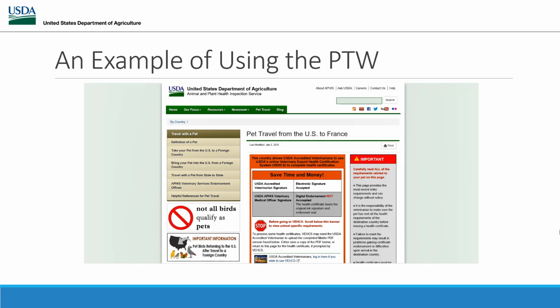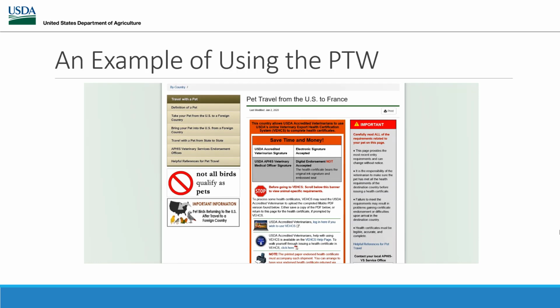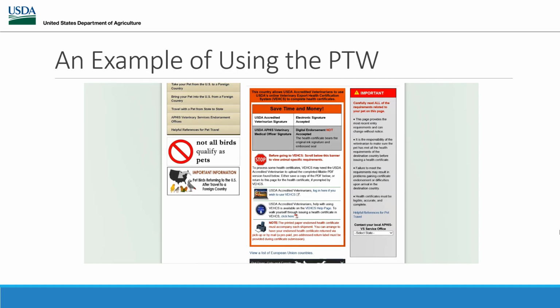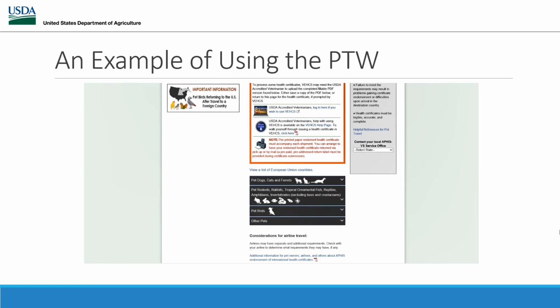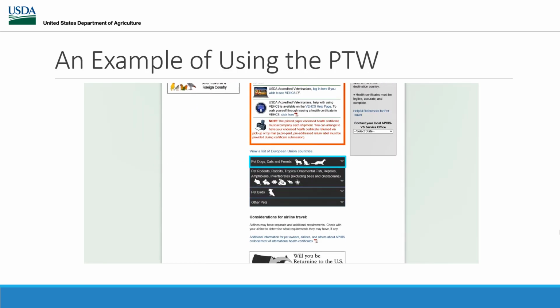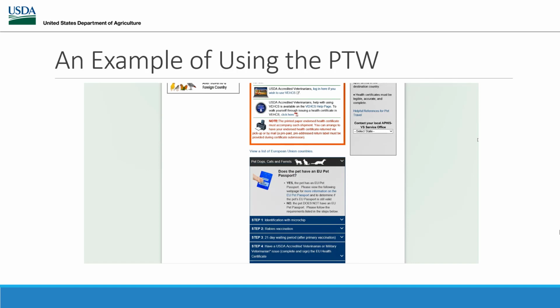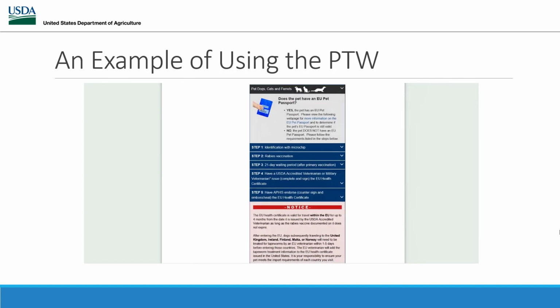We'll come back to the orange banner seen here when we discuss VEHCS again. Since your client is taking her dog, you'll select the black bar for pet dogs, cats, and ferrets to expand the bar and review France's requirements for pet dogs.